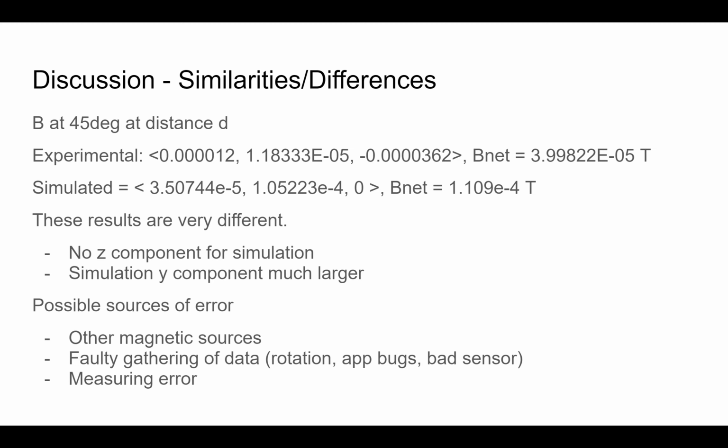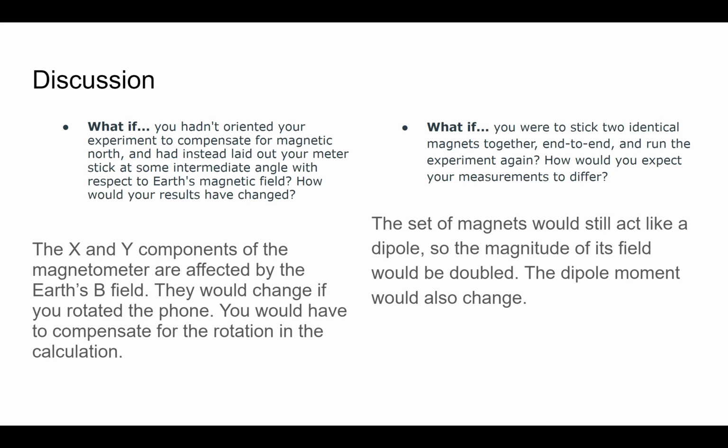Some faulty gathering of data, right? Like if I rotated it in some way so that the Earth would change the B field in some way. And then also the app was changing that value a ton. Like maybe I looked at it at the wrong time and measured it wrong, or just the app was acting up because it did that sometimes.